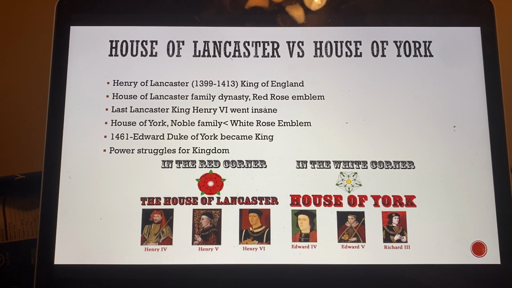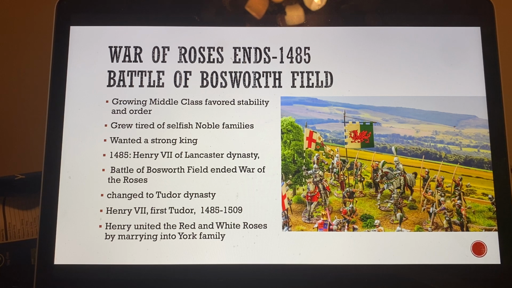So we have Henry the Fourth and Henry the Fifth and Richard the Third, all of the House of York, all becoming king. So now we have a problem here, these power struggles going on between the Red Roses and the White Roses, the Lancasters and the Yorks. In 1461, Edward, the Duke of York, became king. That's when it happened, 1461. The War of the Roses ended in 1485 at the Battle of Bosworth Field.